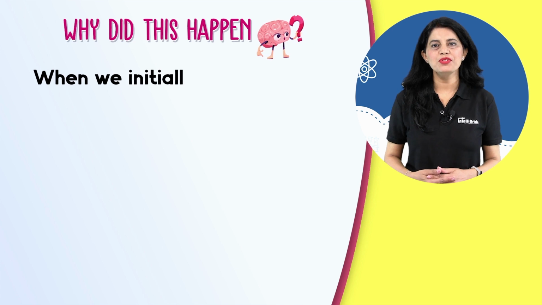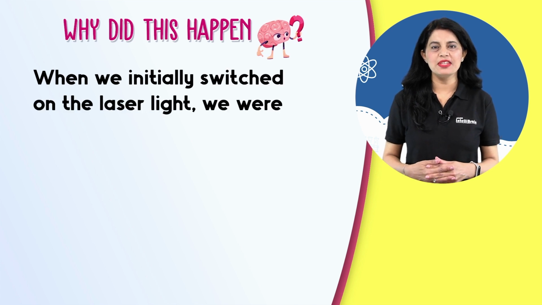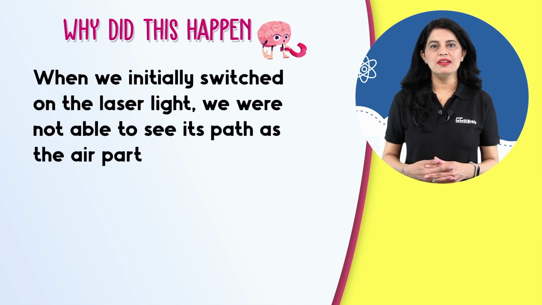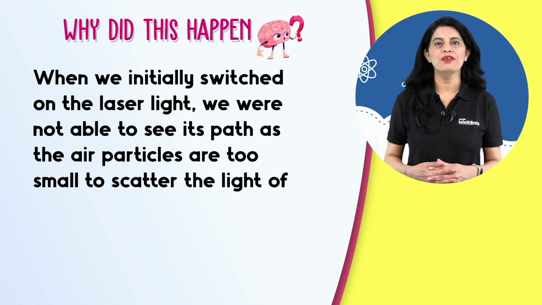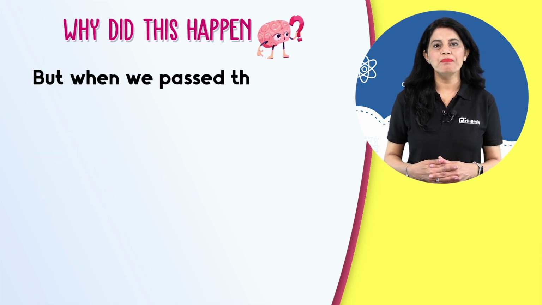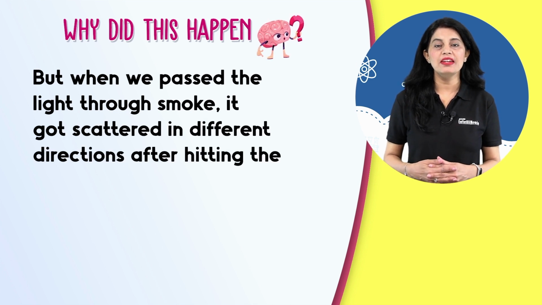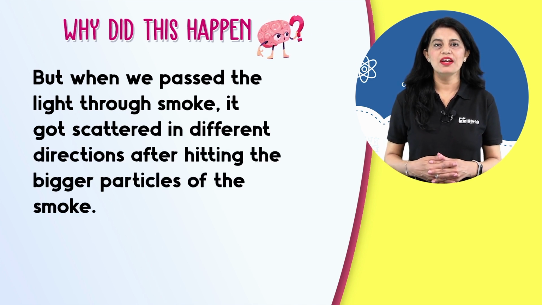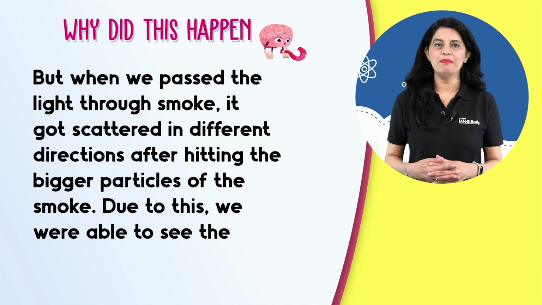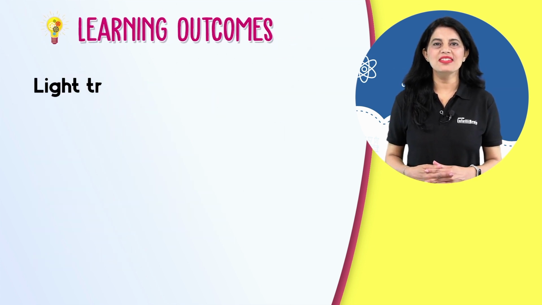When we initially switched on the laser light, we were not able to see its path as the air particles are too small to scatter the light of the laser. But when we passed the light through smoke, it got scattered in different directions after hitting the bigger particles of the smoke. Due to this, we were able to see the path of light. Light travels in a straight line.